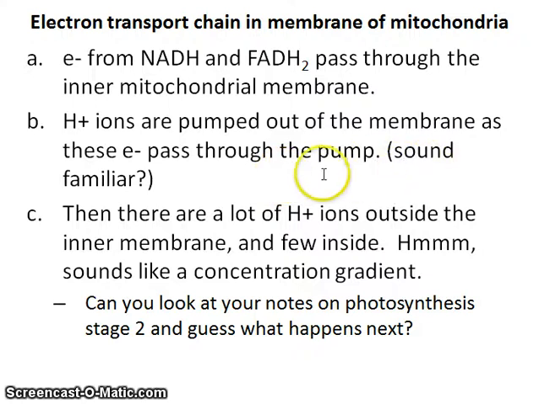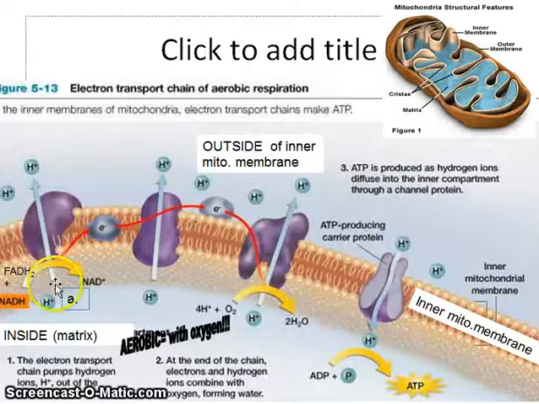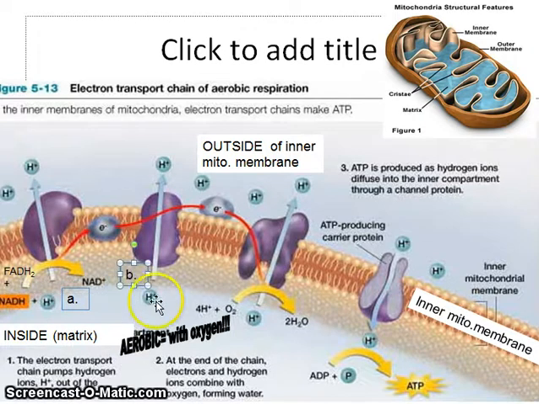And does that sound familiar? There is another place where we have electrons passing through, and as they pass through, they push the pump, they push the button, they give the pump energy to work. So this is step B, and really this is happening in a couple different areas here, but we'll label it right here. We're going to grab this hydrogen and we're going to pump it out, and the electrons cause the pump to work.